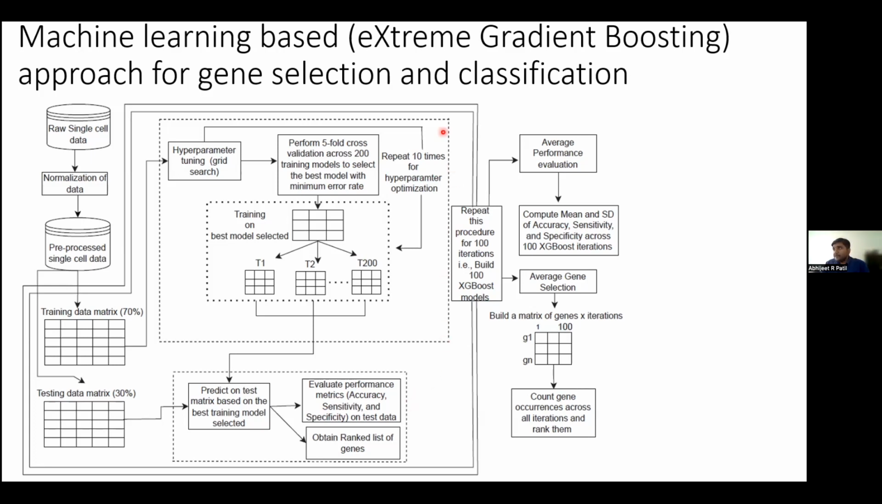So we repeat this entire workflow 100 times to avoid any potential bias, and to get a robust gene list, and also robust results in terms of these accuracy, sensitivity, and specificity metrics. So this particular architecture we applied on all the comparisons that we make, which I'll show in the next slides.